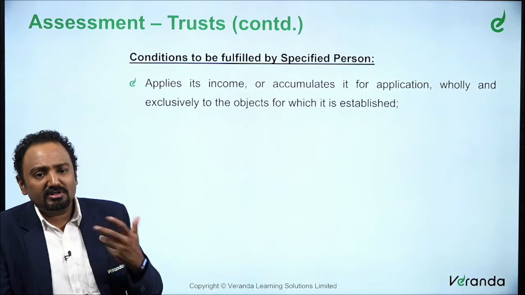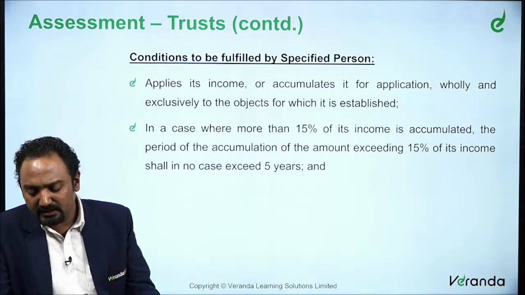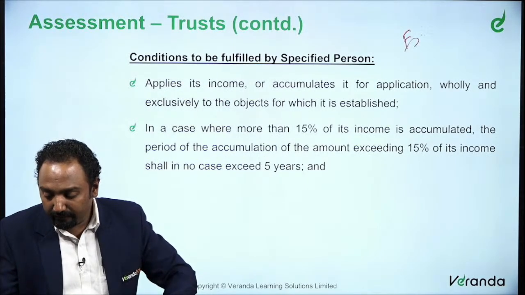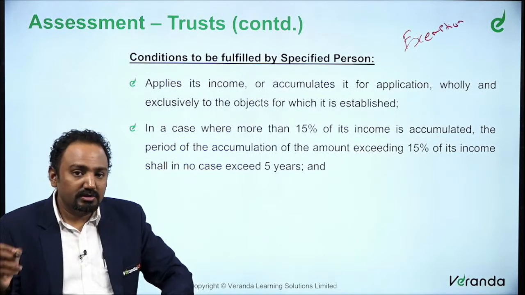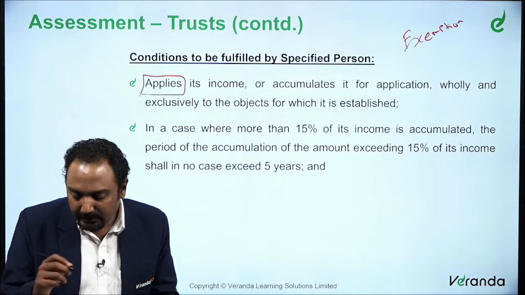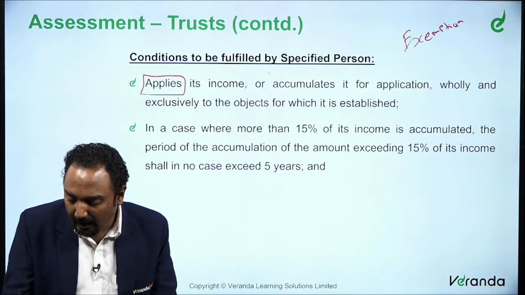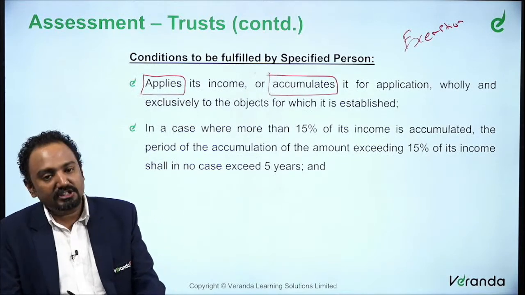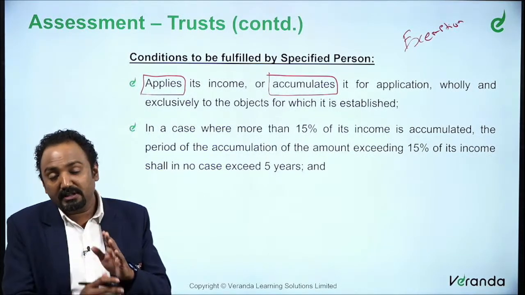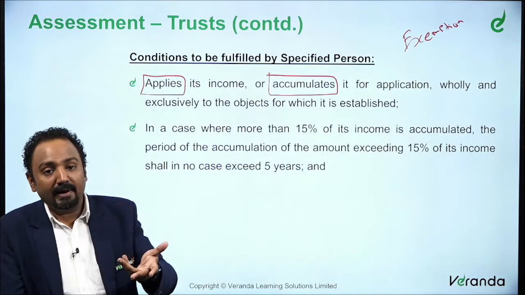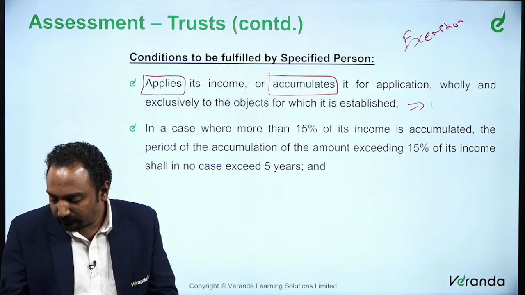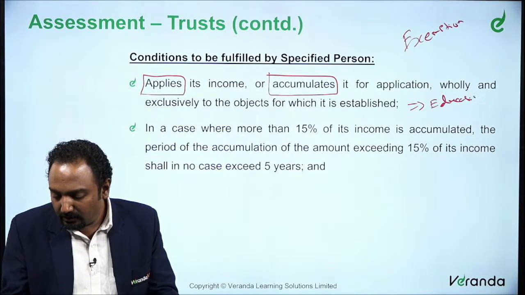But is this alone sufficient to be called them as a 10(23C)? Yes, they might get approval, but to claim exemption, so whatever we saw now is for registration purpose, but to claim exemption, they need to apply its income or accumulate it for application wholly and exclusively for the objects for which it is established. So, if the object is educational institution, it must be applied or accumulated wholly or exclusively for the purpose of education, right. So, that is what it is.